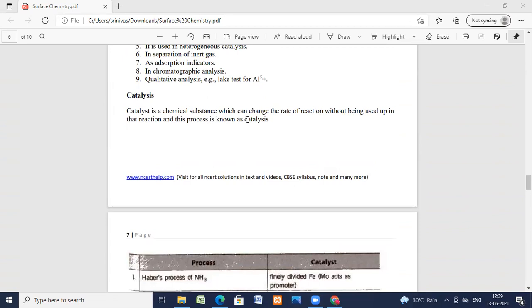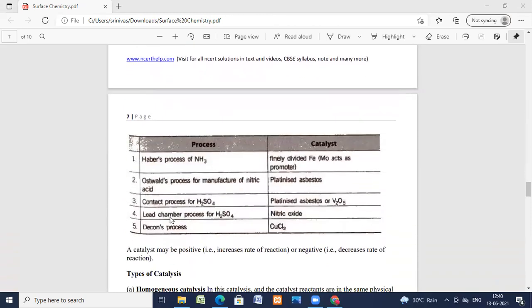Catalysis: a catalyst is a chemical substance which can change the rate of reaction without being used up in the reaction. It increases the rate of reaction and decreases the activation energy. That process is called catalysis. In the Haber process, we use iron, and molybdenum is a promoter. Ostwald process, manufacture of nitric acid, platinized asbestos is used as a catalyst. Contact process for H2SO4, we use platinized asbestos. Lead chamber process for sulfuric acid, we use nitric oxide. Deacon's process, we use cuprous chloride.